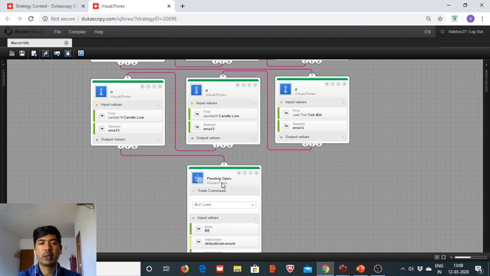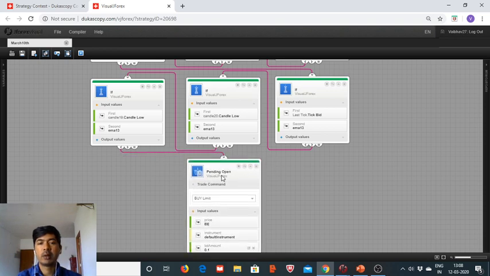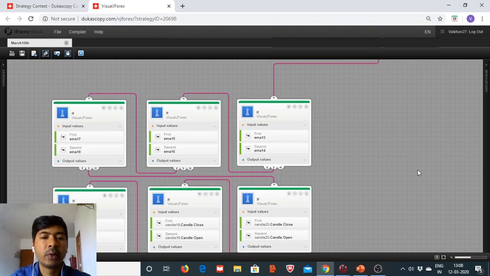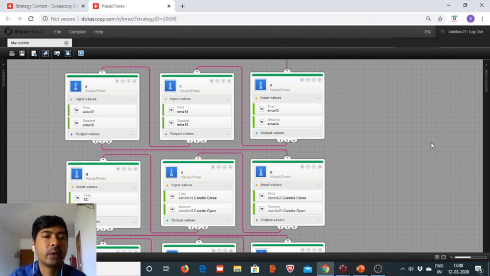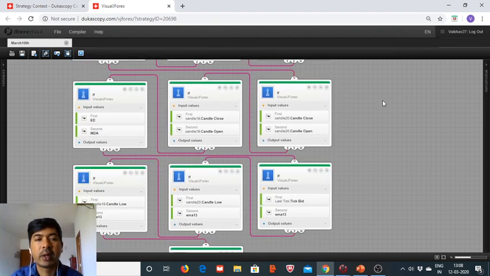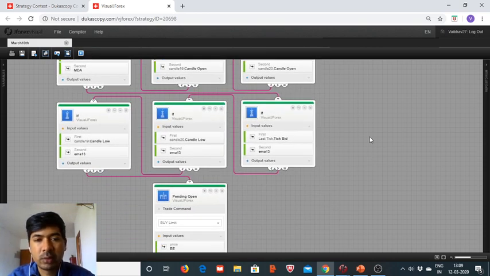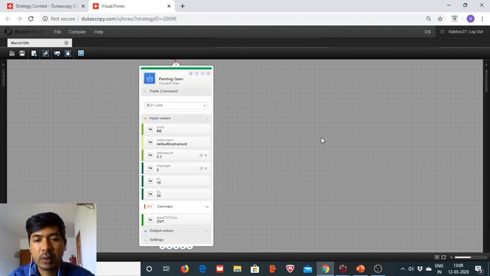This buy side has been completed today, and I just want to make sure that we are putting in all the requirements. So the EMA 10 condition is there, on both the 1 hour time frame and 4 hour time frame, the candle close conditions, and the minimum requirement, that there shouldn't be too much volatility, the last tick bid condition, the candle low, and then the pending open.